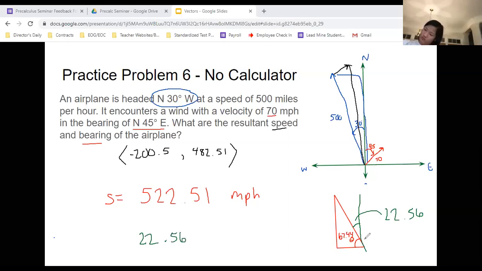So with this, I go north first. So that's my first letter, north. And then from here, I go east or west, excuse me. So that is my bearing. So here's my speed. Here is my bearing. I have solved this problem. Now, if this problem were asking for the velocity, I would have to say both the speed and the bearing. I just put them together.